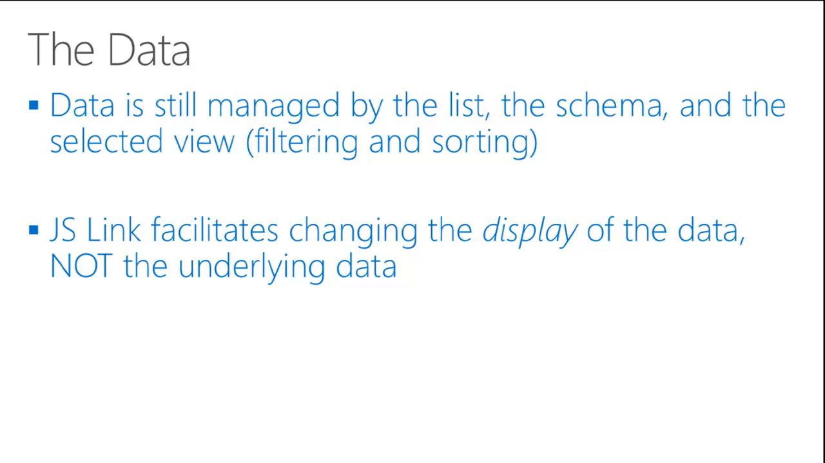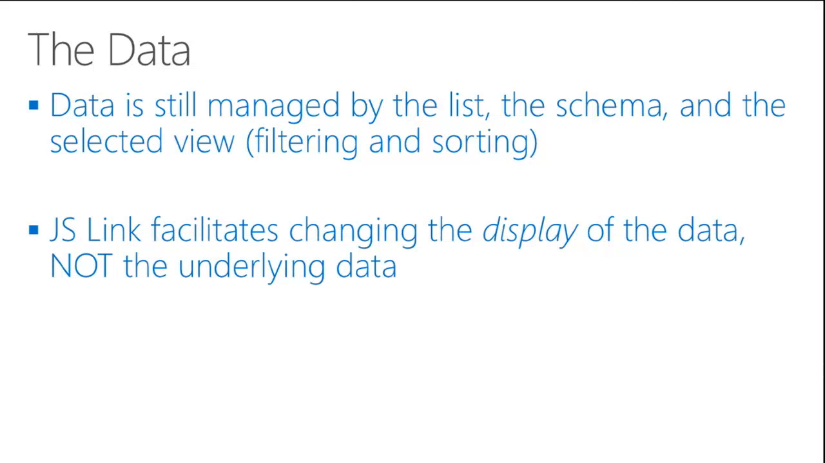Something else that I want to highlight too is the fact that the data that's out there is still being managed at the server level. It's still coming from the server. It's still using that list schema or that view to define what data is coming, the filtering, the sorting, all of that stuff. JS Link, by default, is not changing the data at all. All we're doing is changing the way that it's shown on the screen.